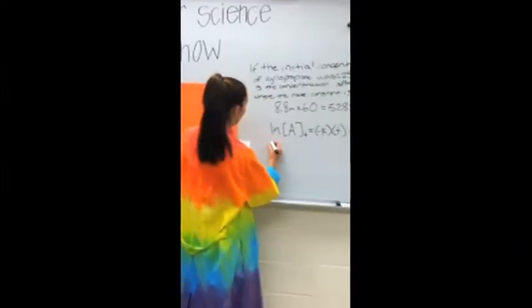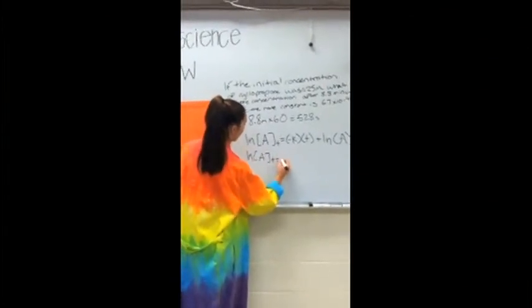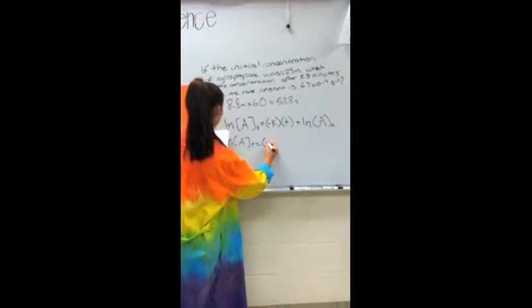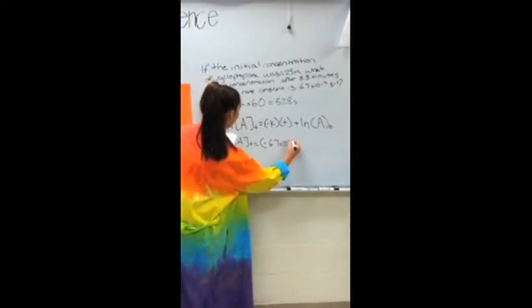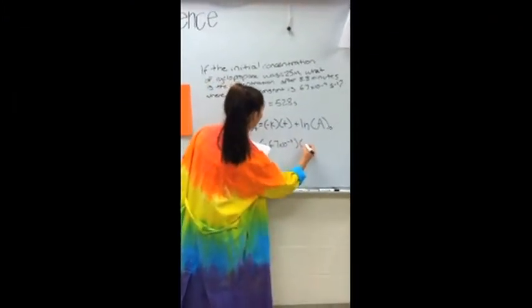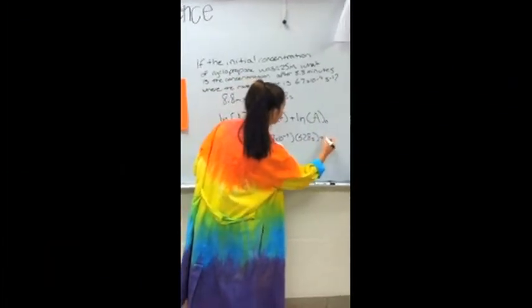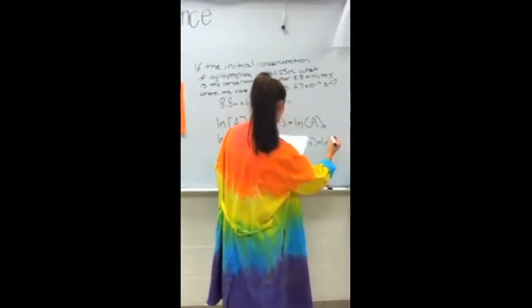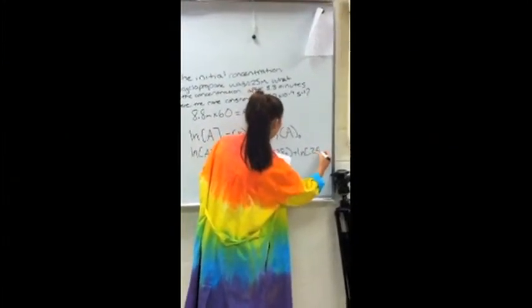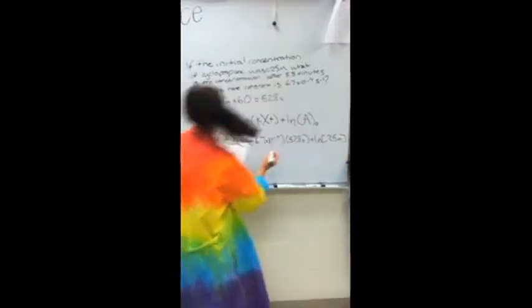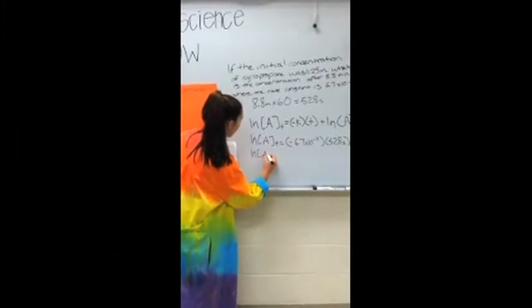Okay, so we have natural log concentration at t equals negative 6.7 times 10 to the negative 4 multiplied by time, which is 528 seconds, plus natural log of the initial concentration, which is 0.25 molar. So when you plug that into your calculator, you will get this.